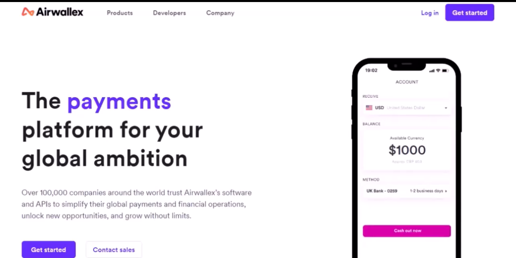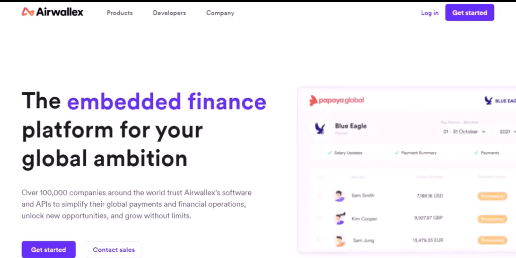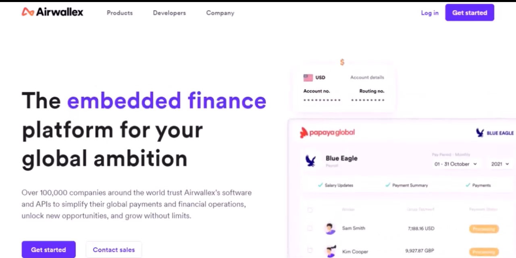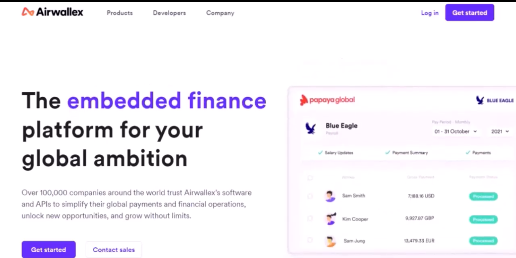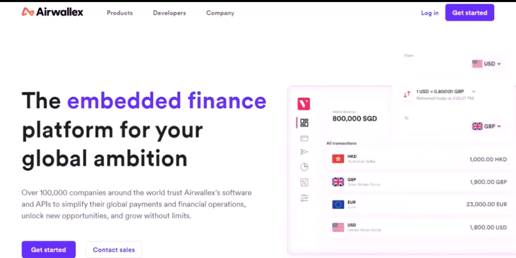Have you ever wondered how businesses seamlessly send and receive money across borders? It's a complex process, but there are platforms that make it simple. Today, we're diving into one such platform, Airwallex.